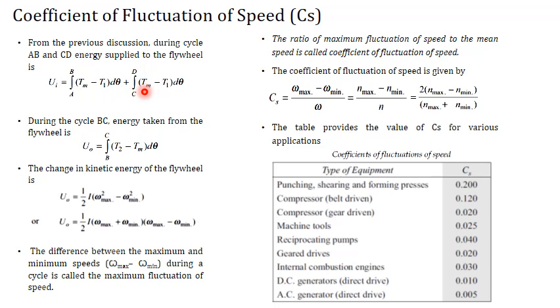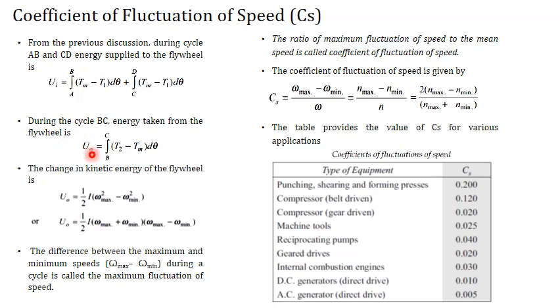As the mean torque is greater than the input torque, this is the positive term, and this will contribute in increasing the speed of the flywheel. So we can say that this is the energy which is supplied to the flywheel.